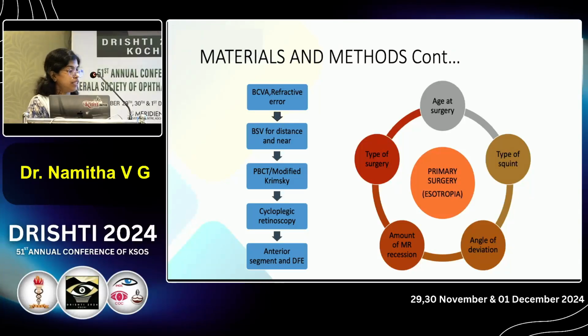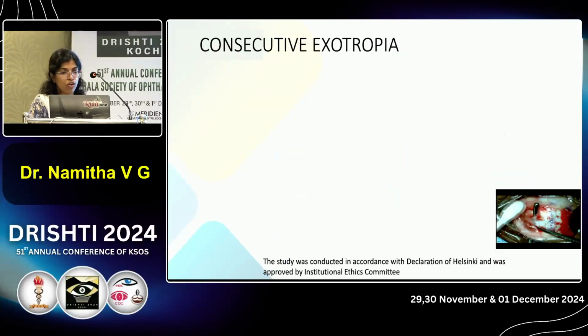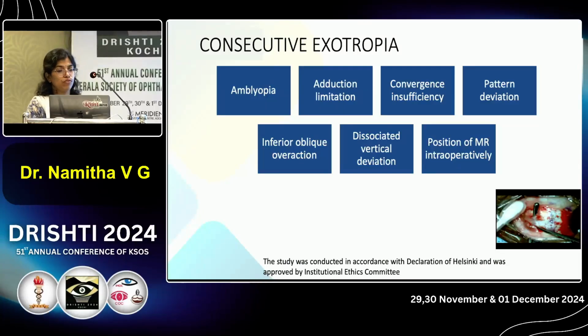All patients underwent a detailed ophthalmic evaluation, including binocular vision status, cycloplegic retinoscopy, anterior segment and dilated fundus examination. These were the parameters we assessed for the primary surgery: age at surgery, type of initial squint, angle of deviation, amount of medial rectus recession, and the type of surgery, whether unilateral procedure or bilateral medial rectus recession was done. In consecutive exotropia, we assess the presence of amblyopia, any adduction limitation, any convergence insufficiency, any pattern deviation, inferior oblique overaction, and DVD.